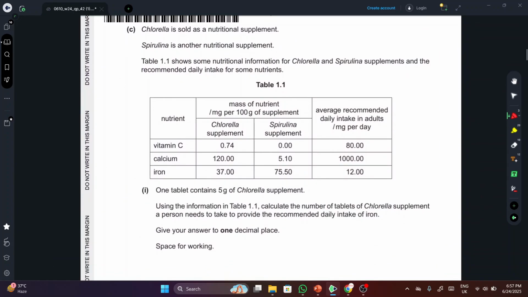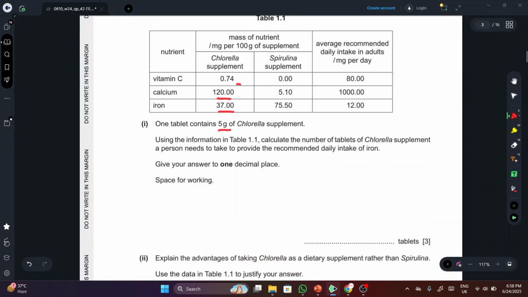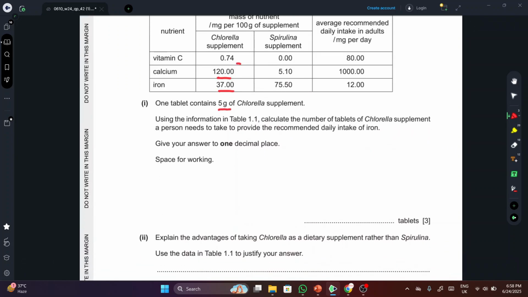The next C part is chlorella is sold as a nutritional supplement. You can see it contains the vitamin C, it's containing the calcium, it containing the iron. So they have mentioned the nutrients which are present here, and the one tablet contains 5 gram of chlorella. Use the information, calculate the number of tablet of chlorella supplement that needs to be taken for iron. They are just asking about the iron, and they have mentioned the total in the 100 gram.